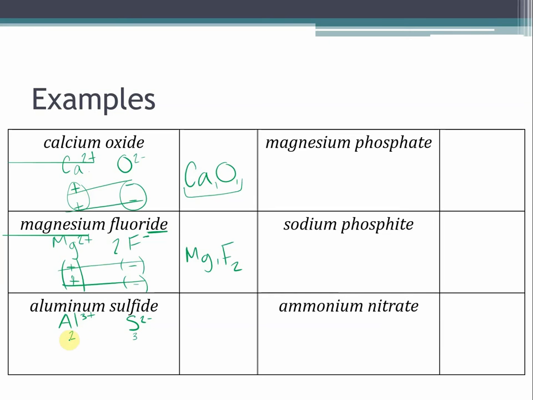And I can prove this by saying that I have 2 of my aluminums, and those each have a positive 3 charge. I can add that to my 3 sulfides, which each have a negative 2 charge. So if I do this math, 2 times positive 3, that's 6, plus 3 times negative 2, that's negative 6, and those will add up to 0. So that's how I know I've done this correctly. And I can say that I need aluminum, I'll need 2 of those, and sulfide, I will need 3 of them.